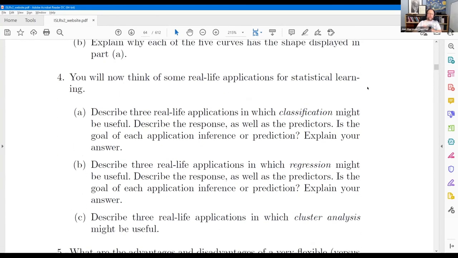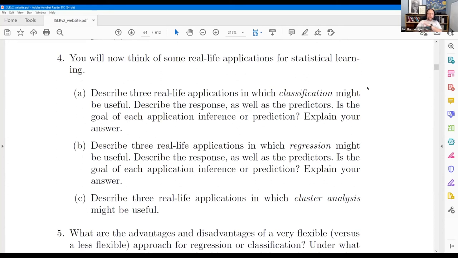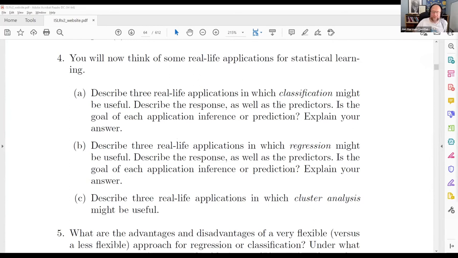All right. And then I think probably, well, we'll see how this goes, but this is just a chat about some real life applications. Let's think about them. So take some real life applications for classification. Describe the response and predictors. Is the goal of each application inference or prediction? Explain your answer. And I would love people to just chime in with a couple of examples. Ryan Metcalf, I know you want to.